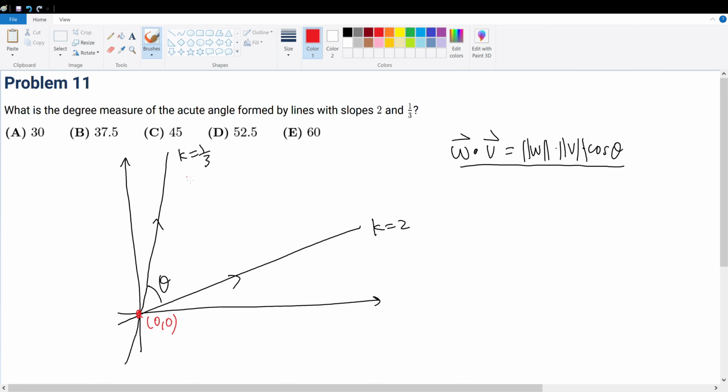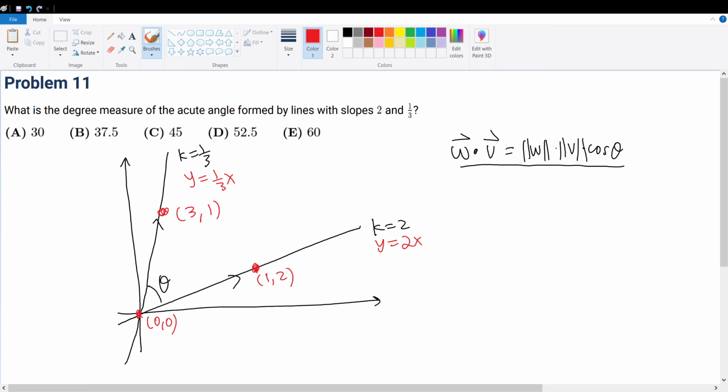Well, this line formula is y is equal to 2x, and this one is y is equal to 1 over 3 x. So therefore, we can say that there's a point here that's (1, 2), and we can say here that there's a point, let's say right here, where it's not drawn to scale, but it's (3, 1), right?